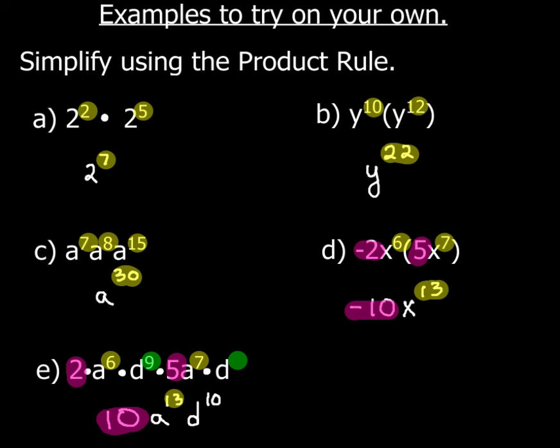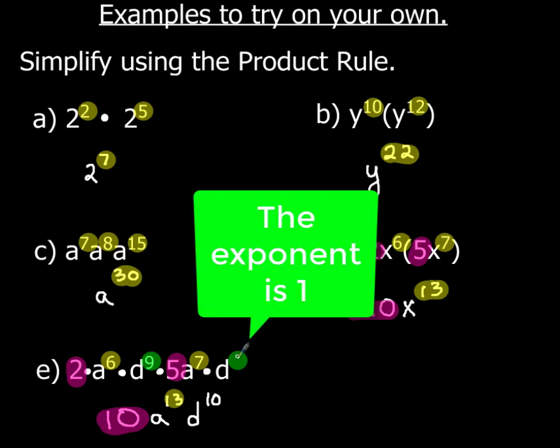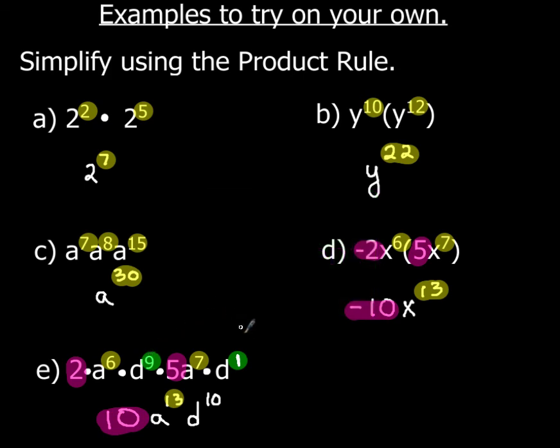Now again, on example E down here, let me call your attention to it. This very last one is kind of tricky. The d does not have an exponent written, but we know if it's not written, the exponent is going to be 1. So when you add the 9th power and the 1st power, that's going to give you a sum of 10. So your final answer will be 10, a to the 13th, d to the 10th power.